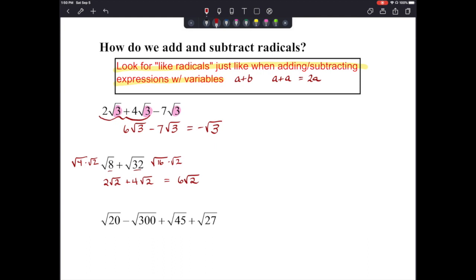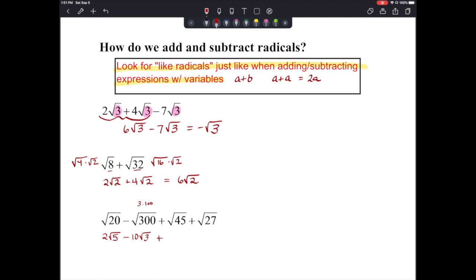The next one, we have the square root of 20 minus the square root of 300 plus the square root of 45 plus the square root of 27. So we need to break those down. Square root of 20, right? Our factors are 4 and 5, so we should get 2 times the square root of 5 minus 300. Well, we're thinking about 3 and 100. The square root of 100 is 10, so we have 10 radical 3.